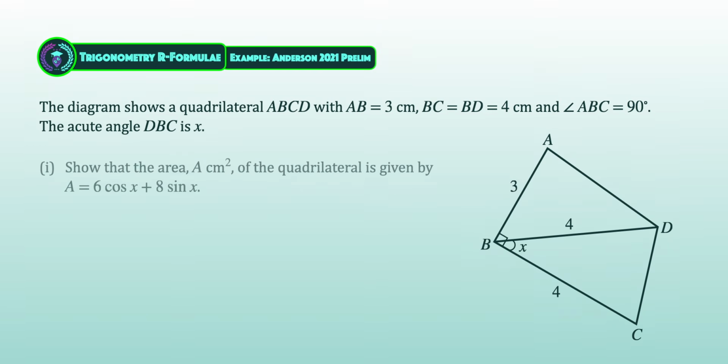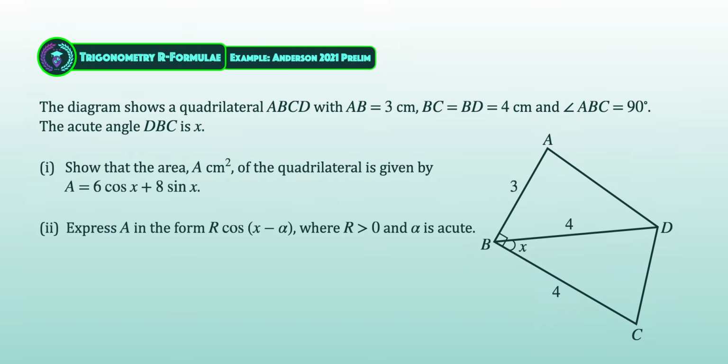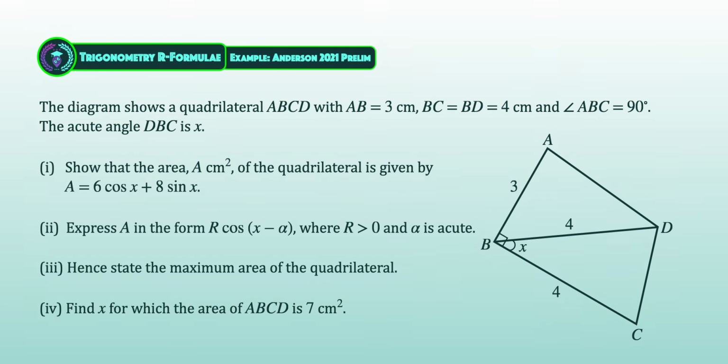In part 1, show that the area of the figure A is equal to 6 cosine X plus 8 sine X. Next, express the area in the form r cosine (X minus alpha), where r is positive and alpha is acute. In part 3, state the maximum area of the quadrilateral. Lastly, find the value of X for which the area is 7 square centimeters.